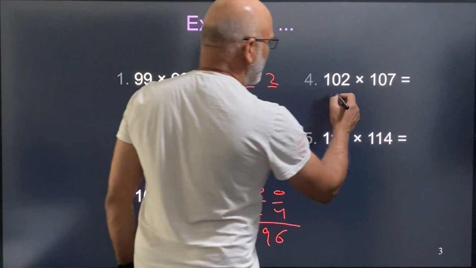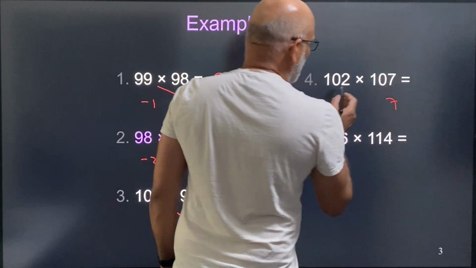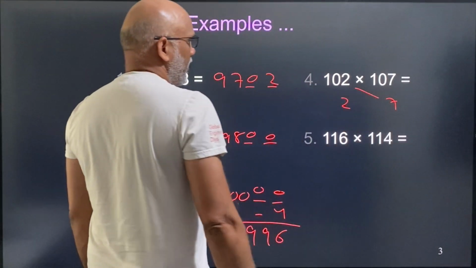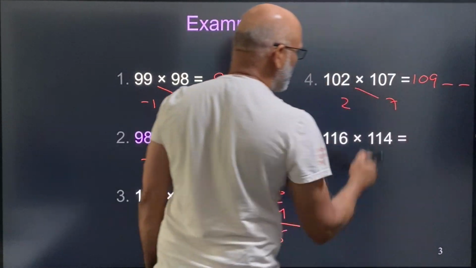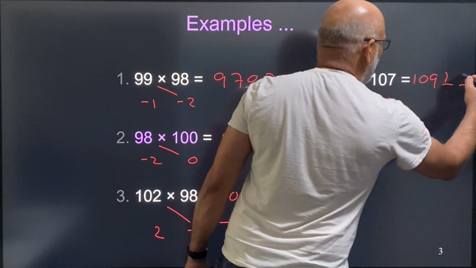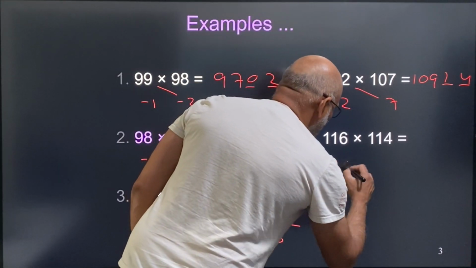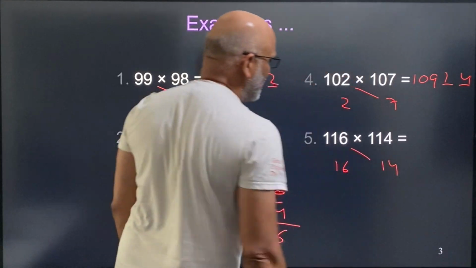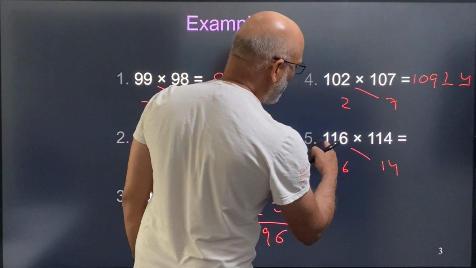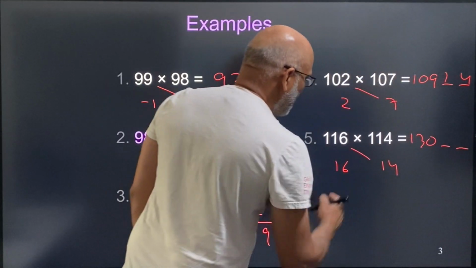Here 100 plus 2, this is 100 plus 7. If I combine these two, 109, and two spots. 7 times 2 is 14. That goes here. In this case, 100 plus 16, 100 plus 14. If I combine these two, this is going to be 130, and then two spots, then I need to multiply these two.